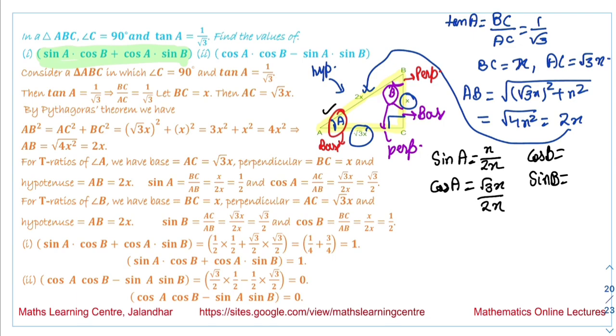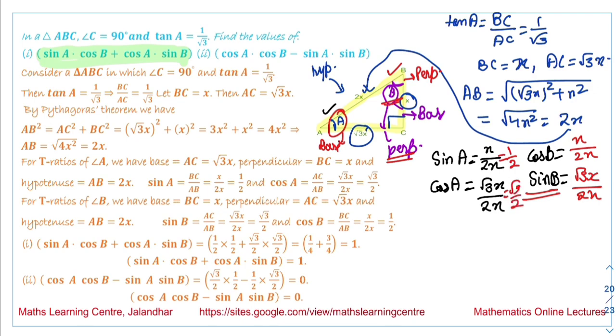Similarly for cos B, we are saying this angle B we are looking over here. So the value of sine B, it is perpendicular. Now the perpendicular in this case, we are saying for this angle B, perpendicular is BC. So it is root 3x by 2x, and this value we get, it is x by 2x. So the answer in this case, it is 1 by 2 and this is root 3 by 2.